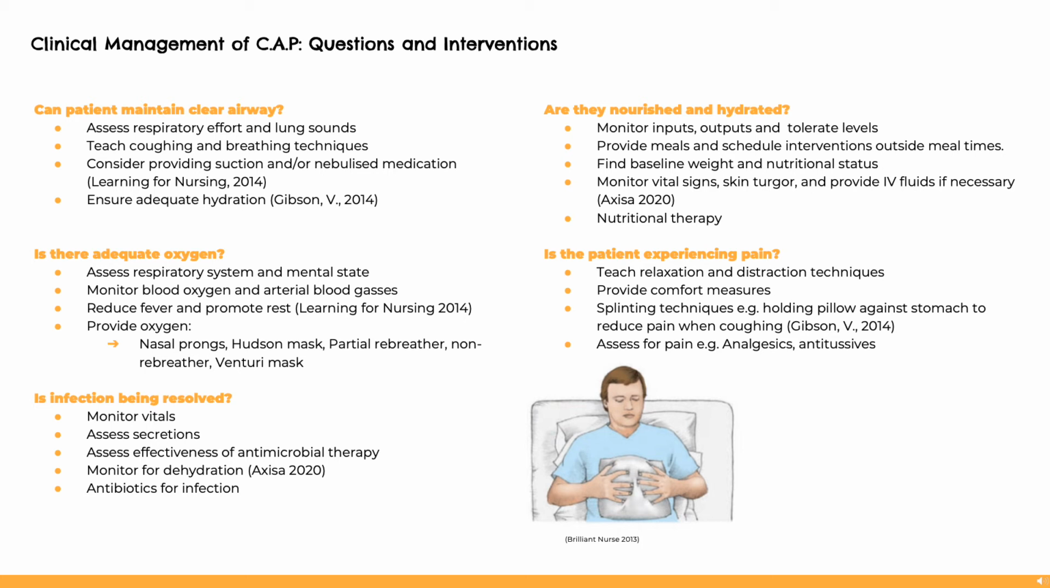Antibiotics such as macrolides or doxycycline can similarly be used to treat infection. Similarly, ensure the patient is adequately nourished and hydrated. Observing oral tolerance demonstrates whether the patient is aspirating. Finding the patient's baseline weight and nutritional status is also indicative of the patient's progression while in hospital. Provide meals and schedule interventions and medical procedures outside of these meal times.